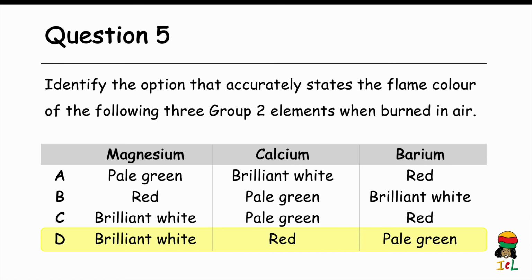The answer is D. Magnesium burns with a brilliant white flame, while calcium burns with a red flame, and barium burns with a pale green flame.